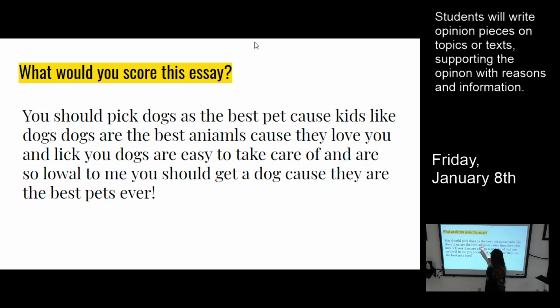"You should pick dogs as the best pet because kids like dogs. Dogs are the best animals because they love you and lick you. Dogs are easy to take care of and are so loyal to me. You should get a dog because they are the best pets ever." Okay, I see 1 punctuation mark. So this is a long run-on sentence. It needs to have several different sentences here. There's not 5 different paragraphs.